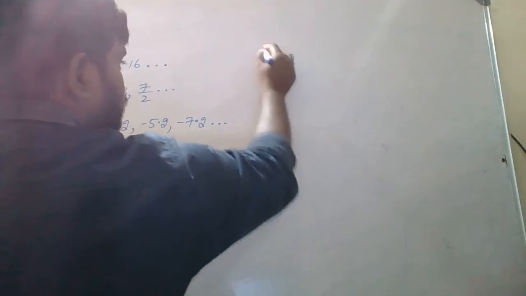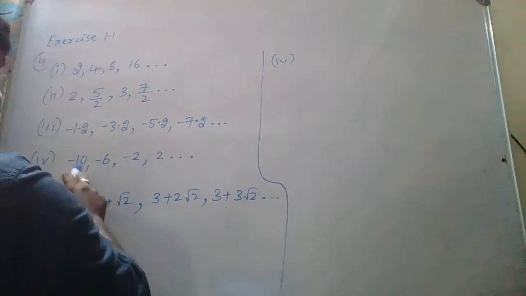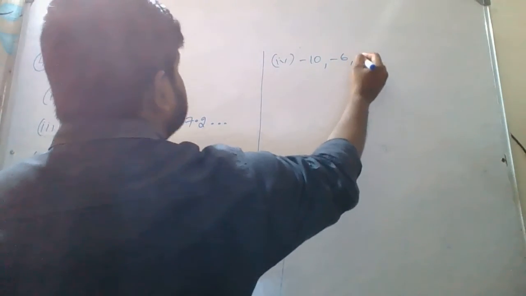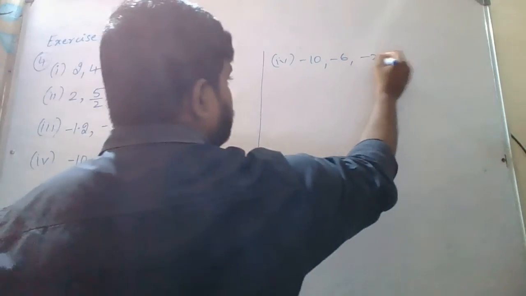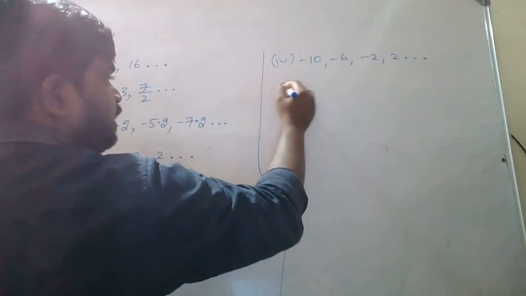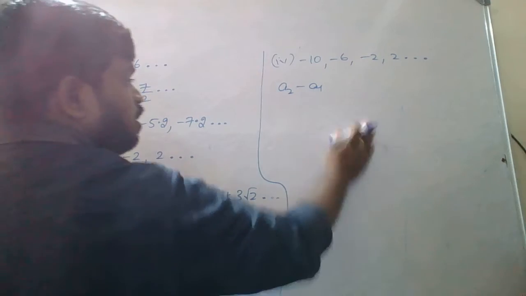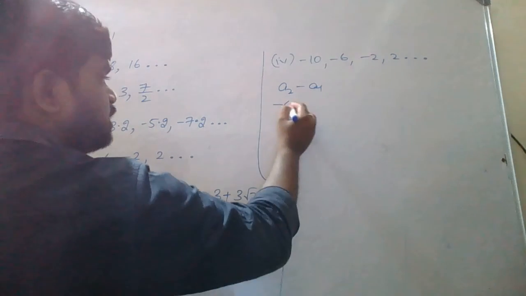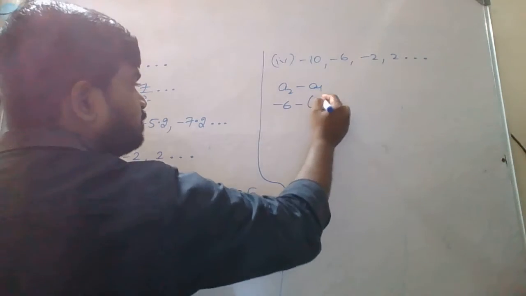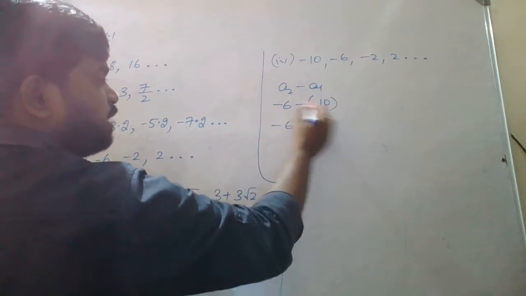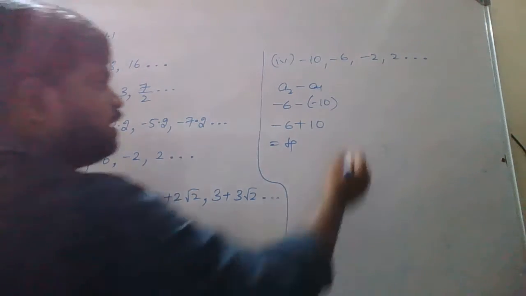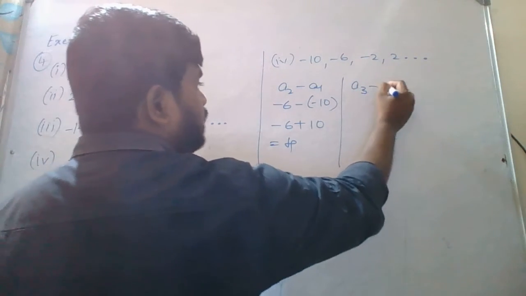So the fourth one: minus 10, minus 6, minus 2, 2, and so on. Let's subtract: second term minus first term. What is the second term? Minus 6, minus, what is our first term? Minus 10. So minus 6 minus of minus is plus, so you get 4.